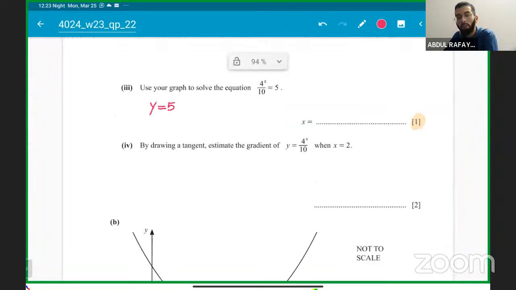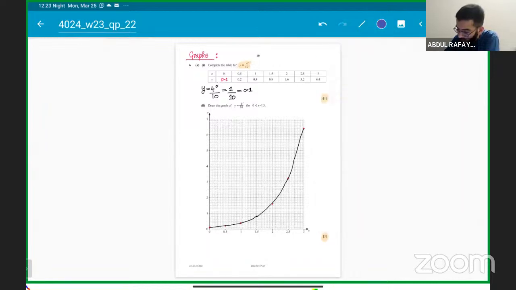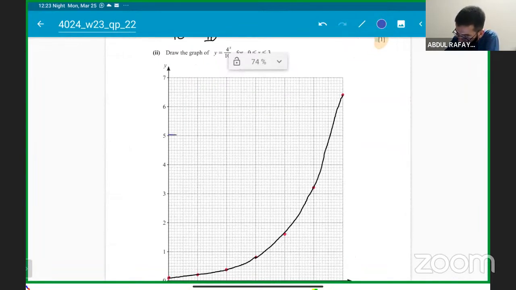We have to draw the line because 4 power x divided by 10 is basically the y value. Okay, so y is equal to 5. You draw the line, students. Make sure you draw it in pencil.